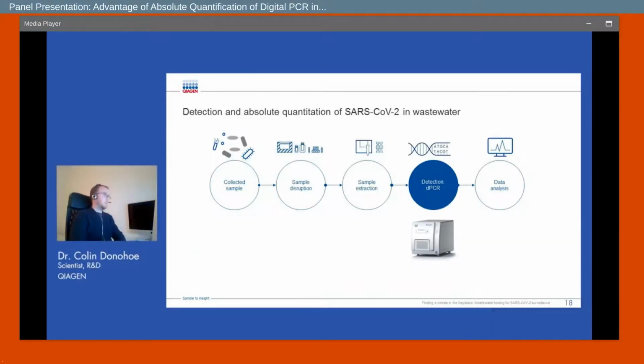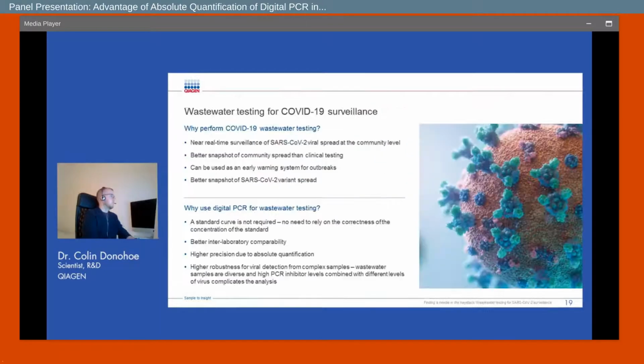Thanks, Dominic. Now I'm going to tell you guys how you can use the Kai Acuity digital PCR system to detect SARS-CoV-2 in your wastewater samples. I'd just like to reiterate a few things that Dominic has already said about SARS-CoV-2 and wastewater testing before going any further. The real advantage of using wastewater samples to monitor SARS-CoV-2 is that within a single sample of wastewater, hundreds, thousands, and even millions of people are represented.